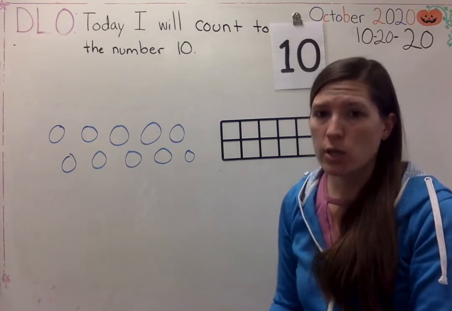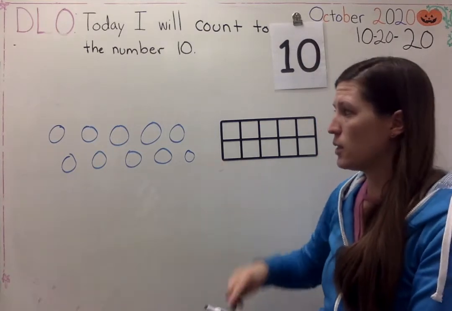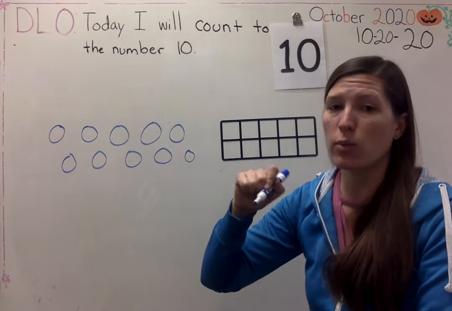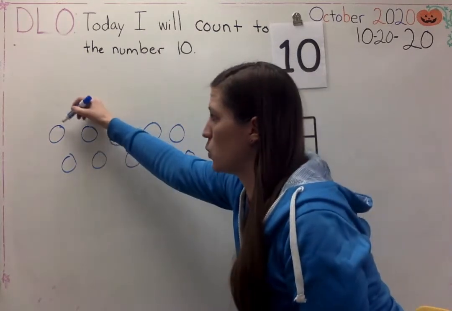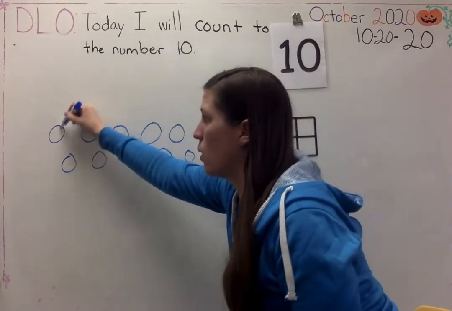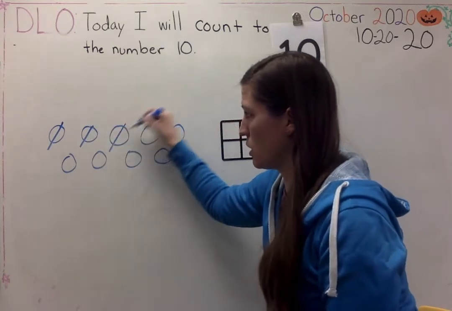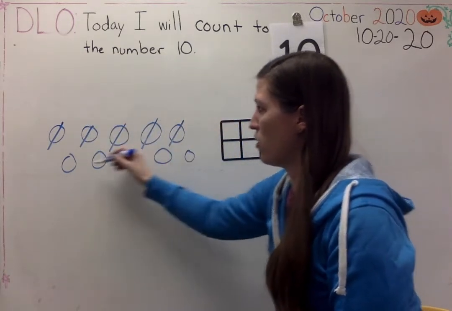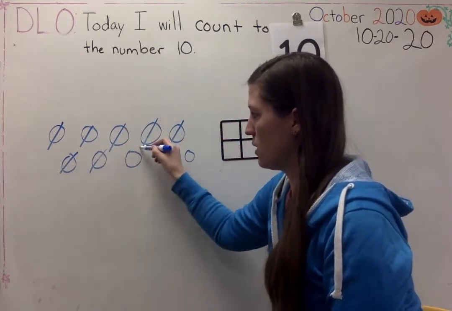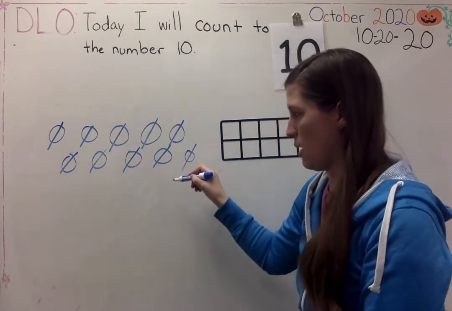One strategy to count all of our objects is to cross them out. We've used that one before, and it's a good one. It's one of my favorites. Watch me. Count with me. Ready, go. 1, 2, 3, 4, 5, 6, 7, 8, 9, 10.